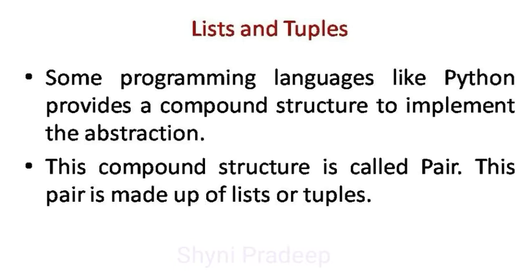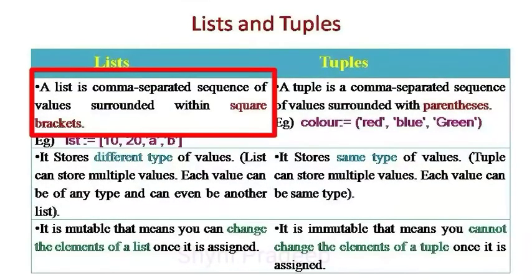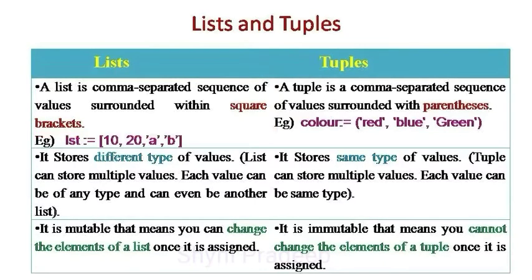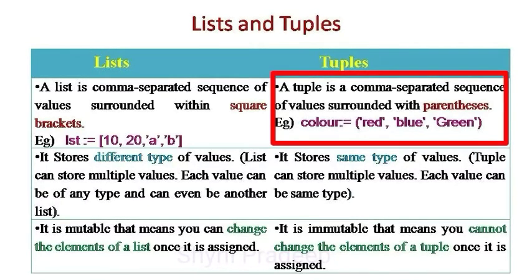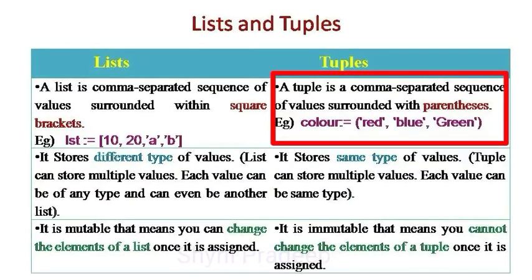Okay. So now let us see about list and tuples. First, what do you mean by list? A sequence of values surrounded within square brackets and separated by commas. This is called a list. And what do you mean by tuples? A sequence of values surrounded within parentheses and separated by commas. This is called a tuple.